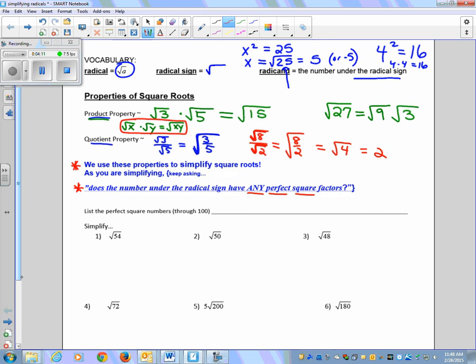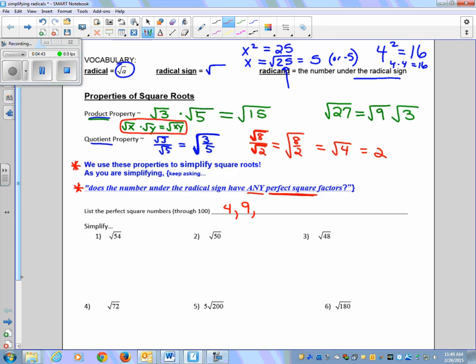Now, in order to know what that question means, we have to know what perfect square numbers are. Well, perfect square numbers are numbers where, when we take the square root of them, we get a whole number. So, for example, 4 is a perfect square number because the square root of 4 is 2. 9 is a perfect square number because the square root of 9 is 3.